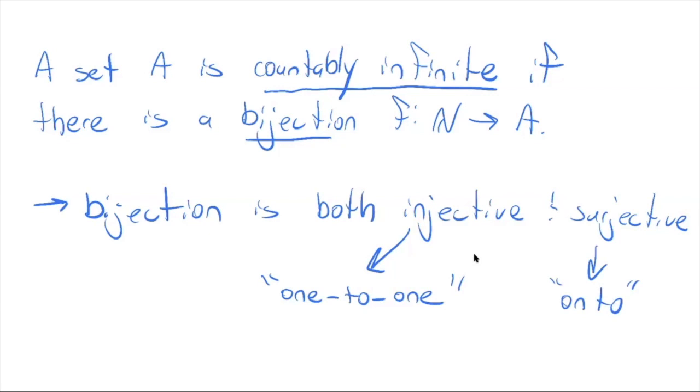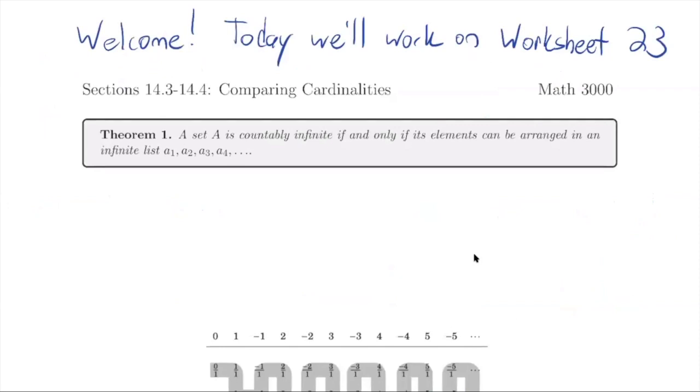Any questions about that? Okay, so you can define countably infinite this way, or you can define it as a theorem based off of the definition. We talked about this a little bit last time. If a set is countably infinite, that means we can arrange the items in that set in an ordered list.